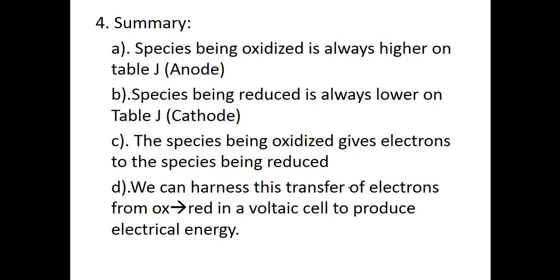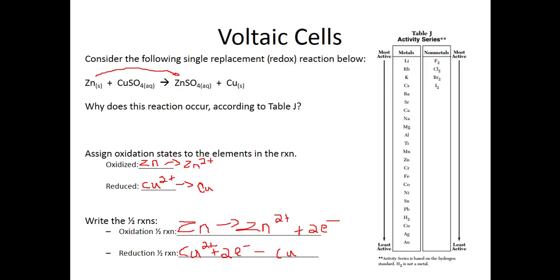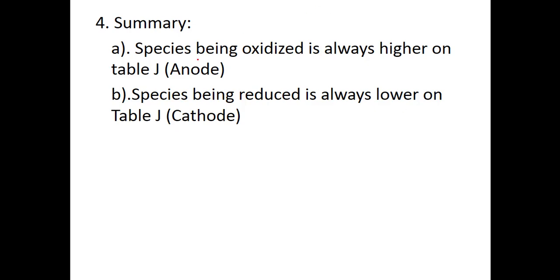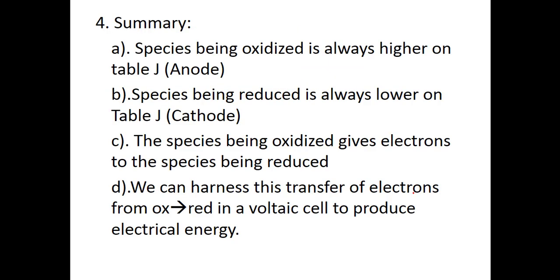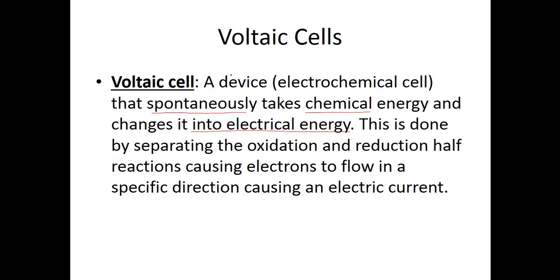So we can now harness this transfer of electrons from an oxidation-reduction reaction, and that's actually what a voltaic cell is, and we use this to produce electrical energy. So going back and looking at Table J, you can see that in this case zinc is higher up. So since zinc is higher up, we know that is the anode, and we know that copper acts as the cathode. Remember, a voltaic cell is a device or an electrochemical cell that spontaneously takes chemical energy and changes it into electrical energy. This is done by separating the oxidation and reduction half reactions, causing electrons to flow in a specific direction, causing an electrical current.